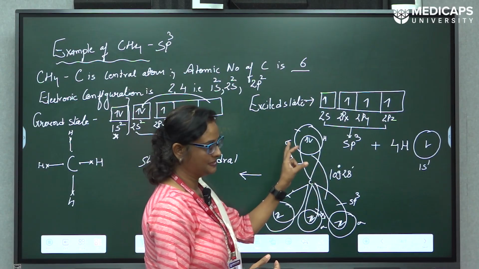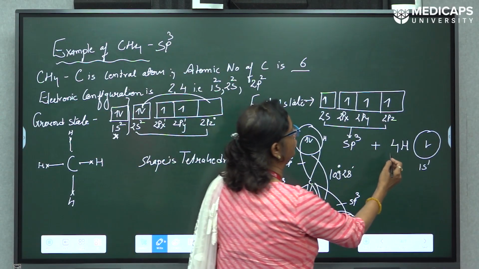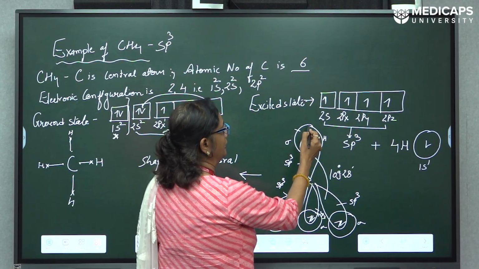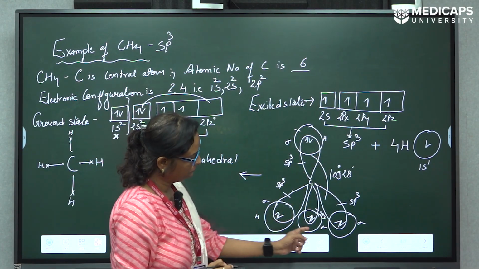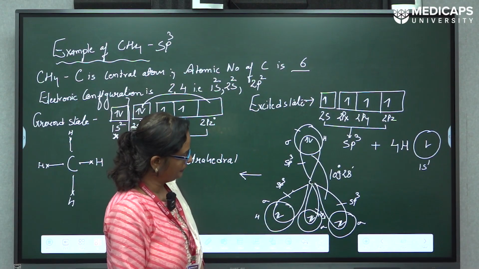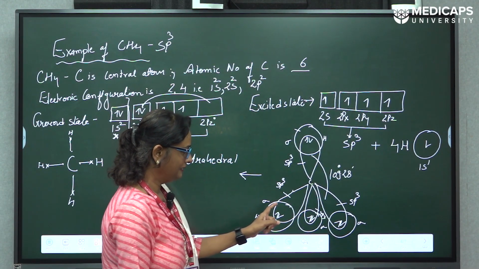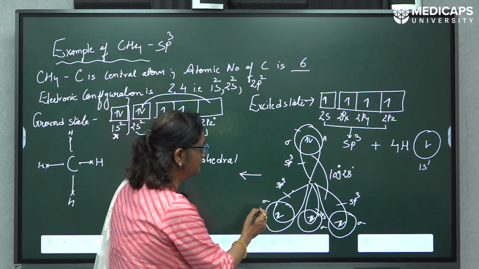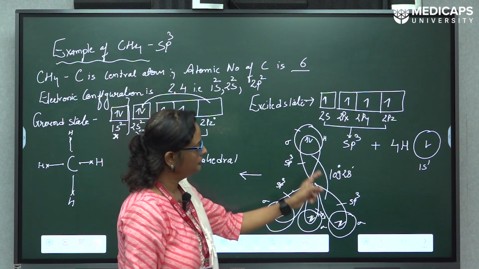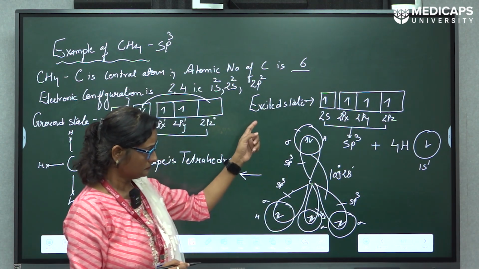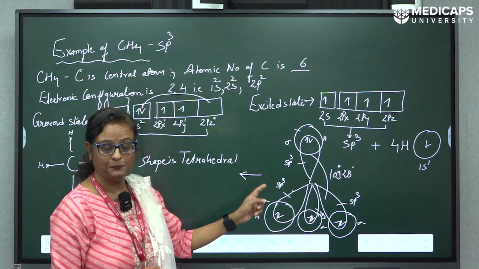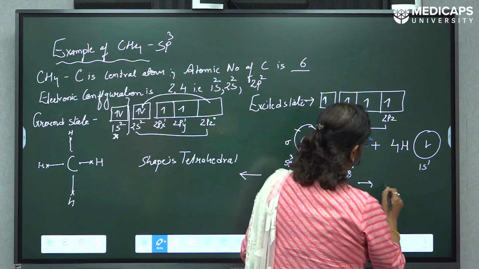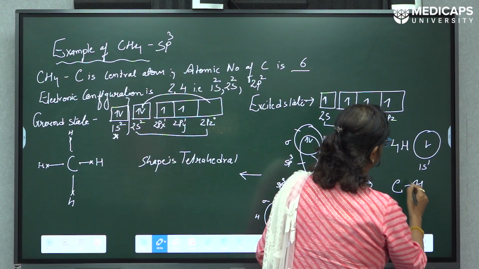Now after the 4 sp3 hybrid orbitals, 4 hydrogen with a single electron start overlapping with the 4 sp3 hybrid orbitals. We know that when the head-on overlapping takes place, the sigma bond will form. So after the 4 hydrogen bond with the 4 sp3 orbitals, we will get CH4, that is methane.